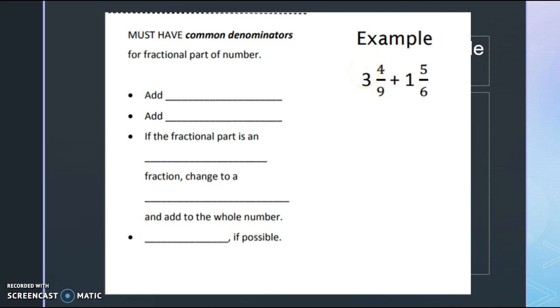So our first note here, again, you must have that common denominator for the fractional part of your number, meaning the fractions need common denominators again. For our whole numbers, we leave those alone. We're really focusing on getting the common denominator of our fractions. So for our notes, the first bullet point says to add something. So we actually add our whole numbers.